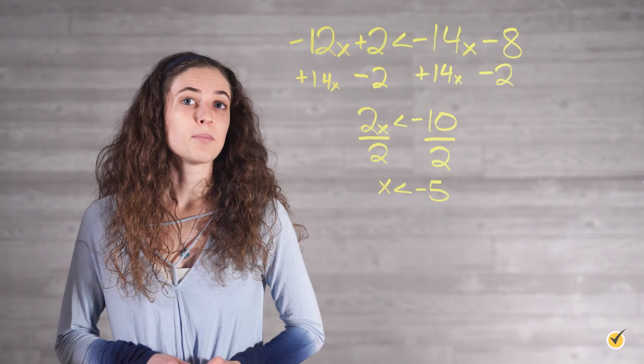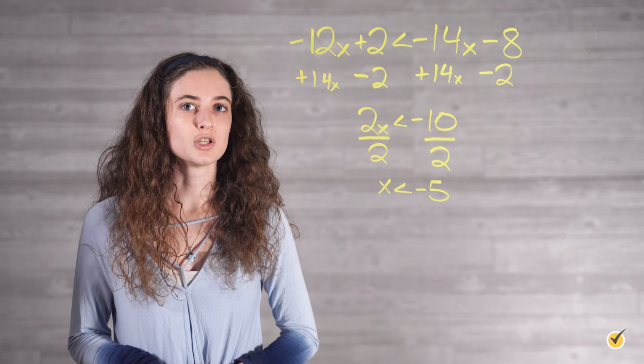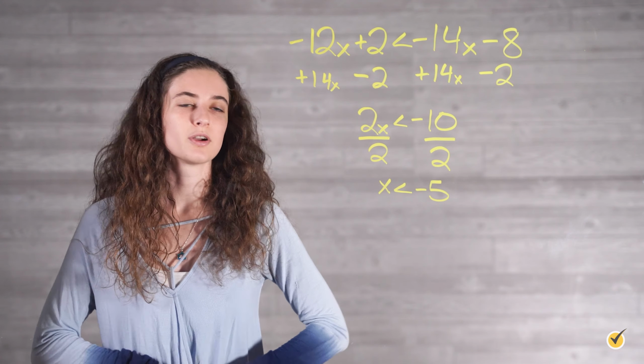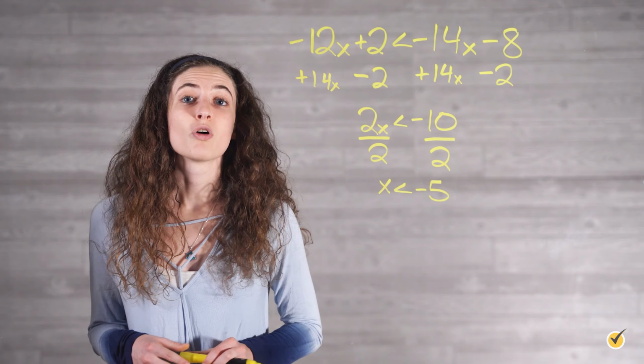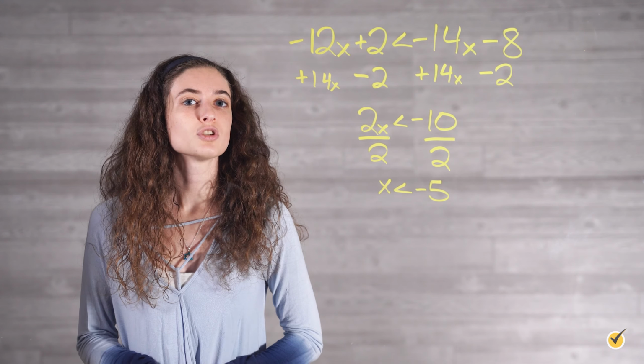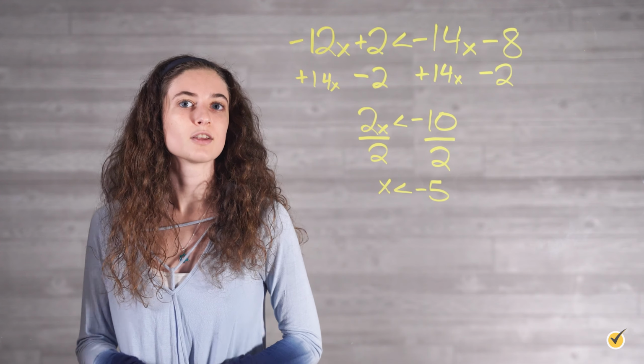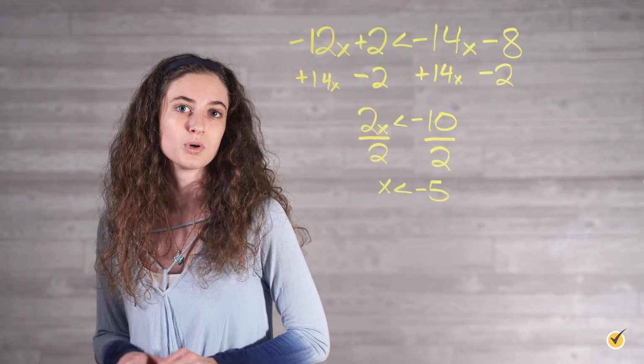Since we divided by positive 2 and not negative 2, we didn't have to flip our inequality sign. So our final solution set is the set of all values of x that are less than but not equal to negative 5.